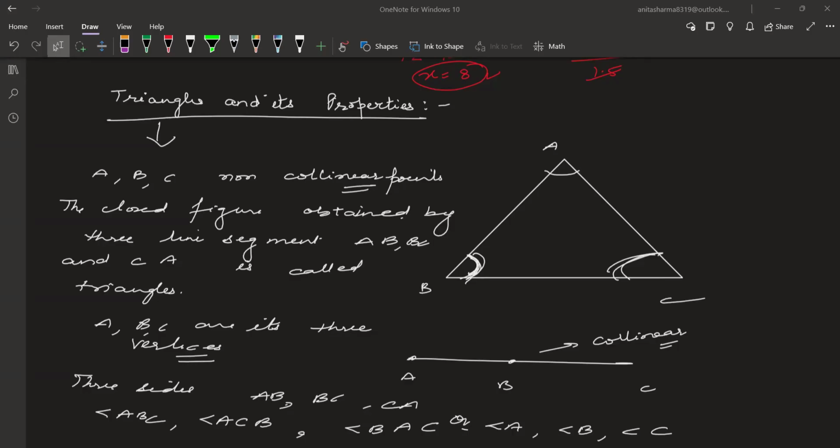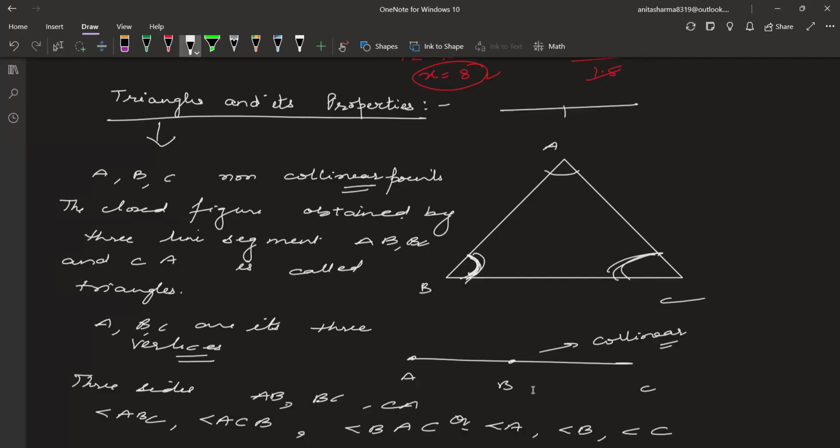Ma'am, like B and C are collinear points, no? Yes, beta. B and C are collinear and A should be non-collinear, right? But according to this, you can't say that two points are collinear. You can only check three or more than two points to see whether they are collinear.